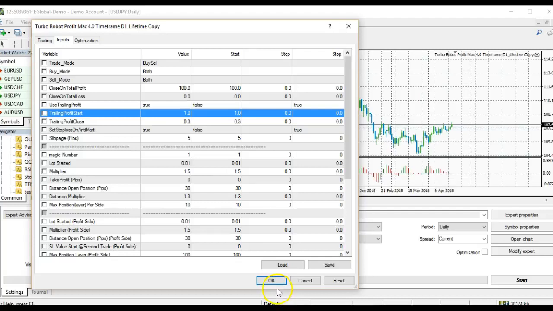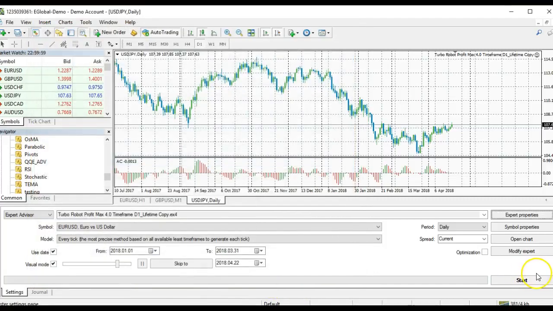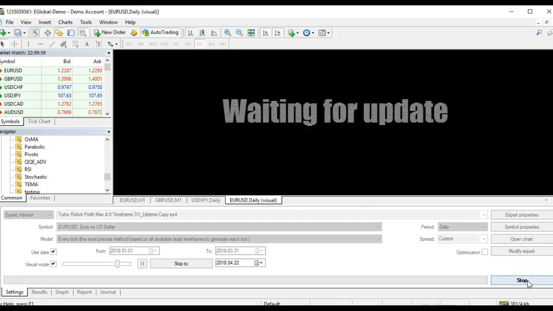All right, so I will click okay, as I am satisfied with my settings. This is mainly for profit trailing. All right, so I will start. Click the start.